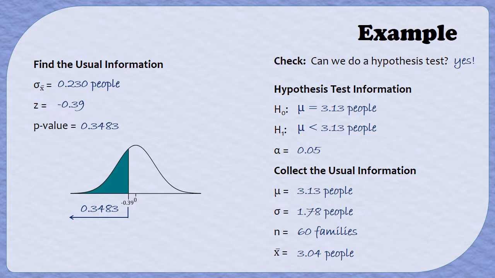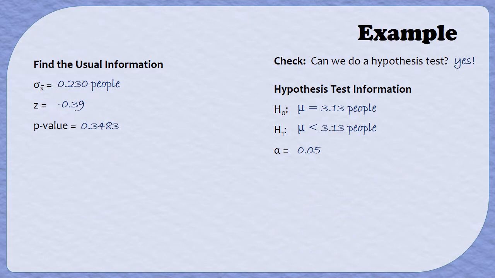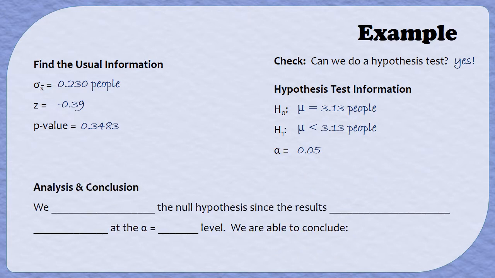Next, we need to draw a conclusion. To perform our analysis and conclusion, we need to compare the p-value versus alpha. So we're going to compare 0.3483 to the 0.05. Which of these values is larger? Is it the p-value or the alpha? In this case, 0.3483, that's like almost 35%. So this is more than a third of the time we would get a sample like this. So that's not weird, right? So the p-value is greater than alpha.